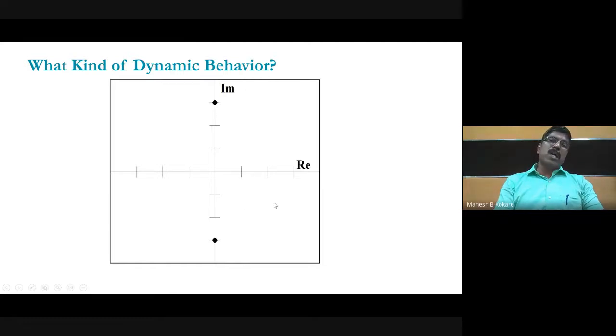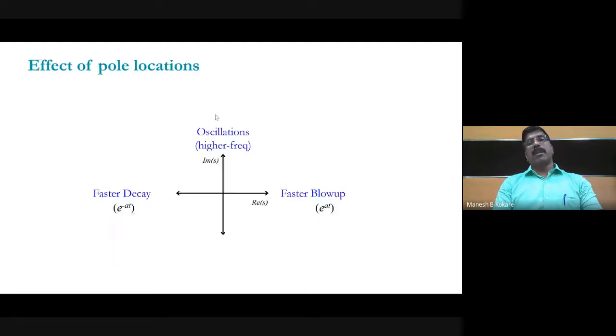But if poles are on the right side of the S-plane, then that system is considered an unstable system. So if poles are lying on the right side, the system is unstable. If poles are lying on the left side, the system is stable. If poles are lying on the imaginary axis, then that system is called marginally stable or limitedly stable, right?